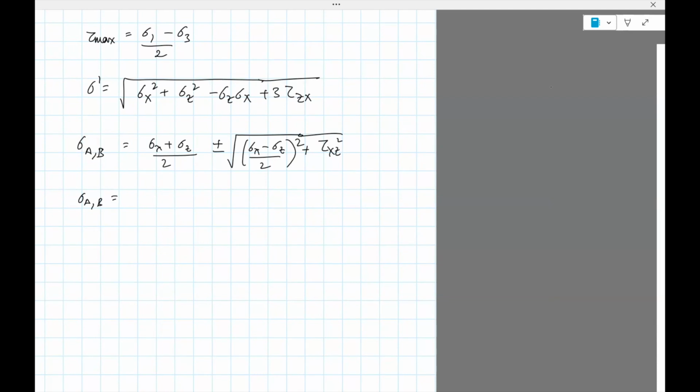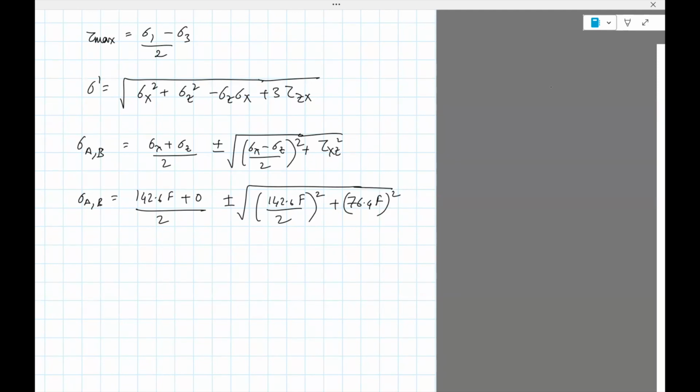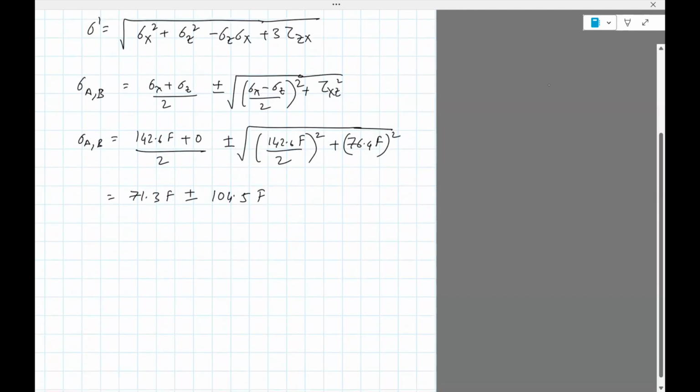Sigma x is 142.6 F, sigma z is 0, plus or minus the square root of (142.6 F divided by 2) square plus tau xz, which is 76.4 F square. That gives 71.3 F plus or minus 104.5 F. Okay, so sigma a, just pick one of those two signs, let's say sigma a is 71.3 plus 104.5, which is 175.8 times F.